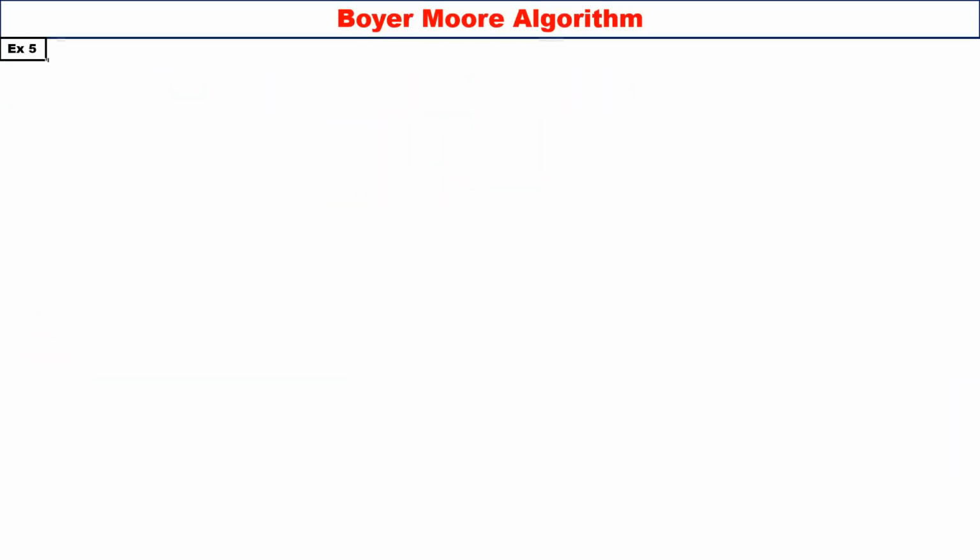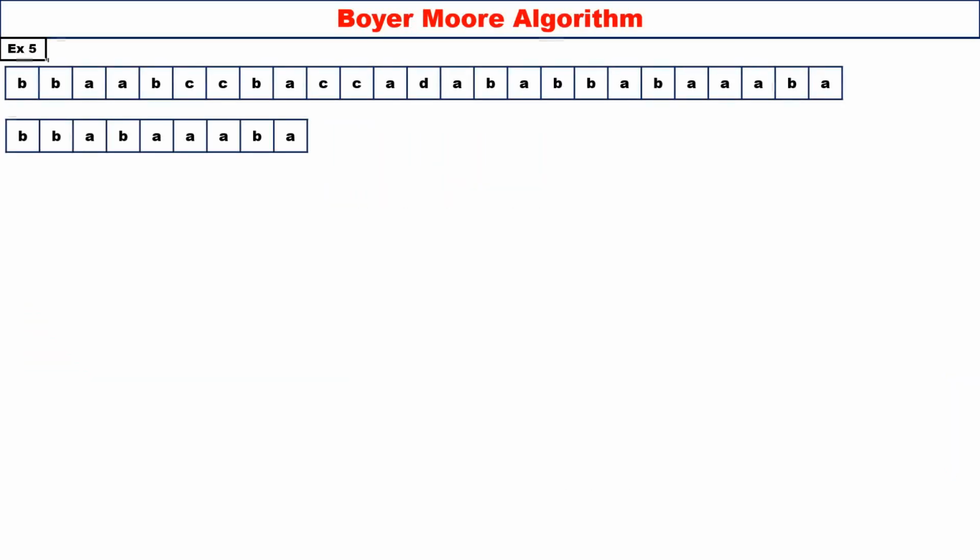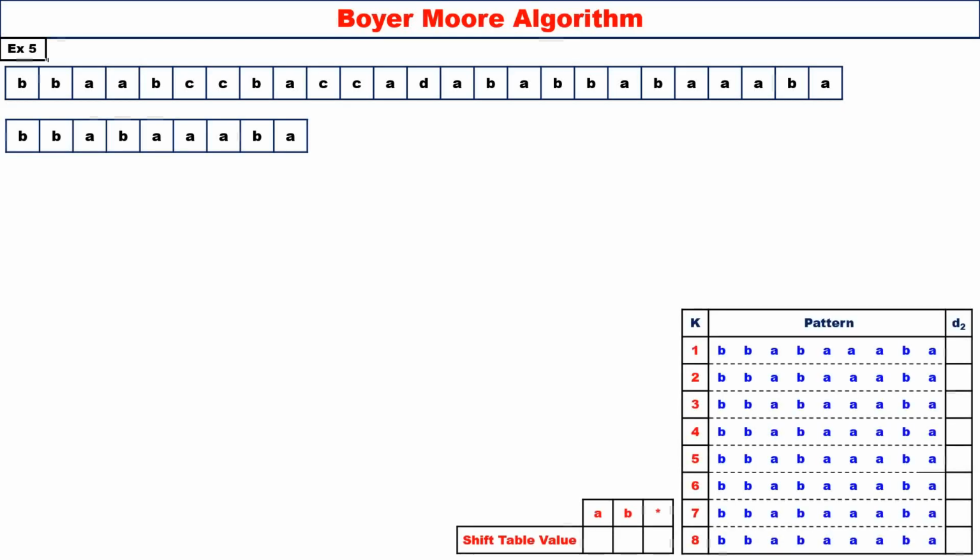Let us consider example 5. This is our main string and this is our pattern string. First shift table and also D2 table. Shift table value, just observe, for B it is 8, again updated to 7, for A it is 6, for B updated again, for A updated again, for B last update 1. For all the remaining characters it is 9. So you know how to construct the shift table.